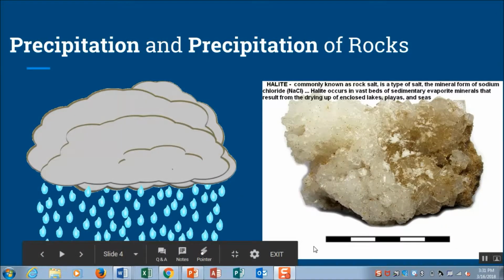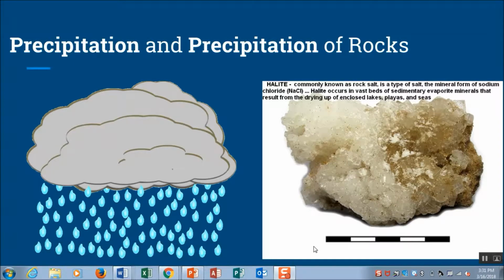Precipitation and precipitation of rocks. Last unit was our weather unit, and we talked about precipitation being rain, snow, sleet, hail, anything like that. This unit, we're also using the word precipitation, but a little bit differently. We're talking about precipitating minerals and precipitating rocks out of a solution.